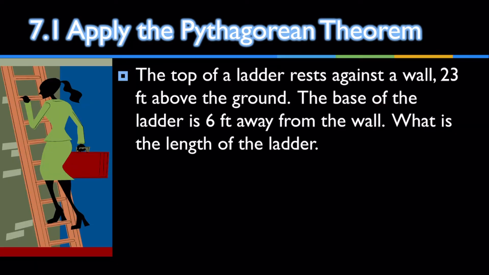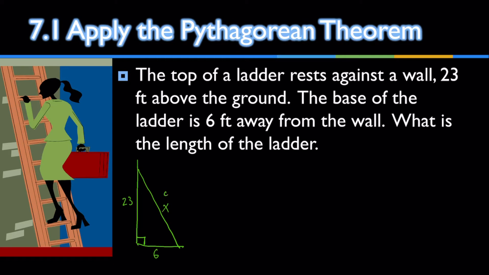The top of a ladder rests against a wall 23 feet above the ground. The base of the ladder is 6 feet away from the wall. What is the length of the ladder? So maybe we want to draw a picture first. Let's assume the wall and the ground are perpendicular. The ladder is leaning against the wall 23 feet up. The base is 6 feet away. We want to know the length of the ladder.